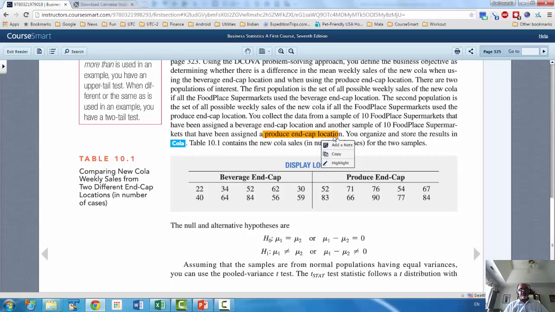So we're going to randomly select grocery stores and assign one group to the beverage end cap location, and then randomly select the remaining stores and assign them to the produce end. Then we are collecting data from these stores, and the data is weekly sales. So these are two independent random samples because they are not related in any way. So here is the data given. Okay, so let's go to Excel now and complete the test.